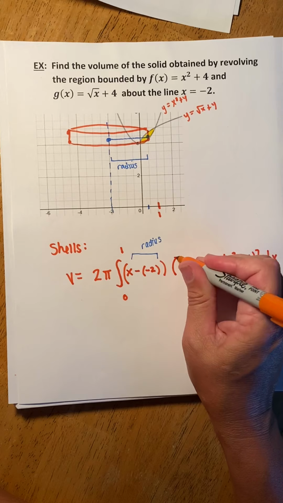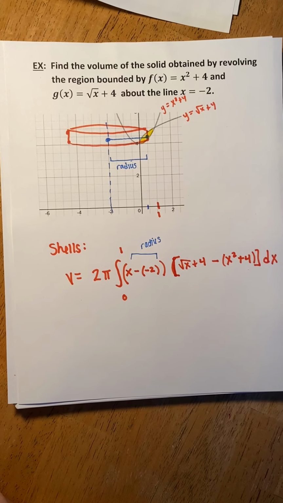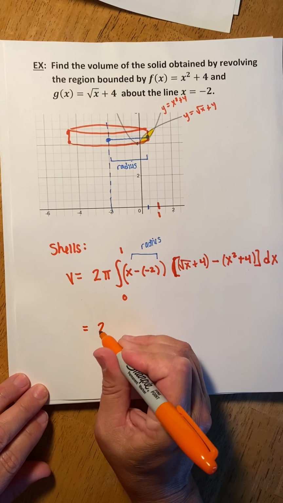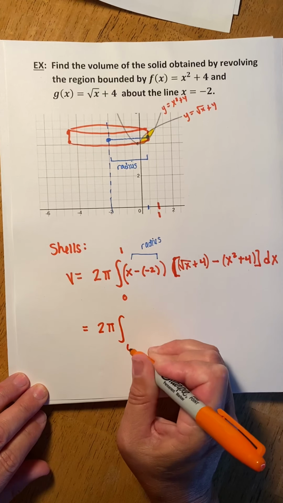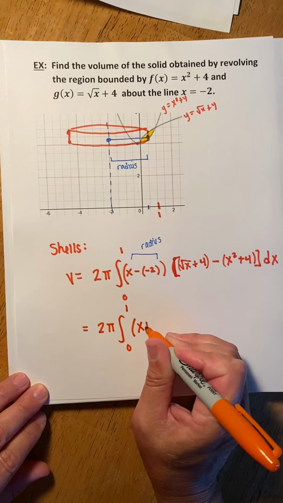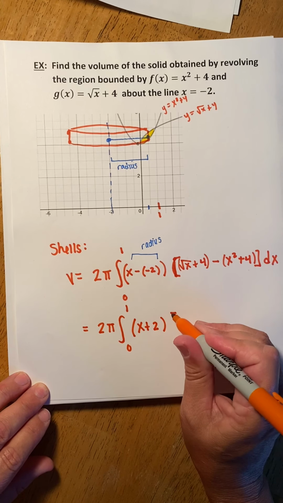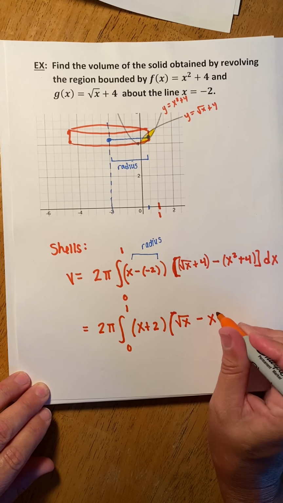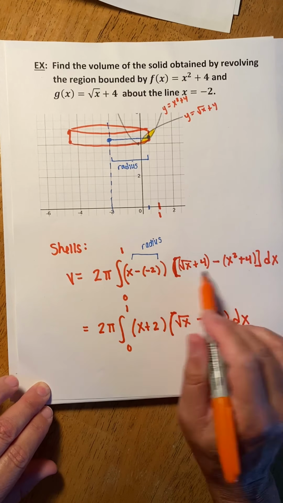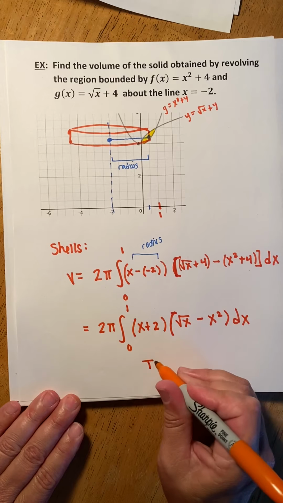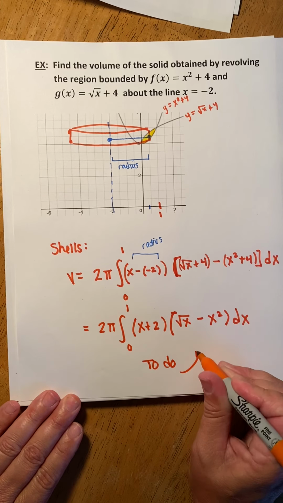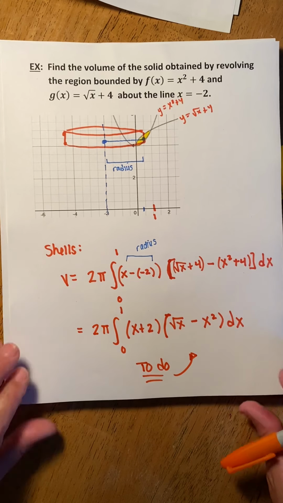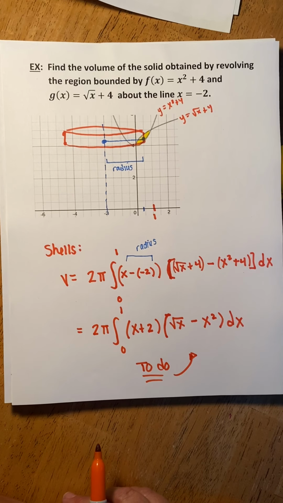And we can integrate with respect to x. All right, I guess I could put parentheses around here. So we're going to just clean this up. 2 pi, 0 to 1, x plus 2, square root of x minus x squared, because the 4's will cancel out. So I'm going to give that to you as a to-do, and you may see it again, maybe on a future test or something, so that's a hint. So find that volume.